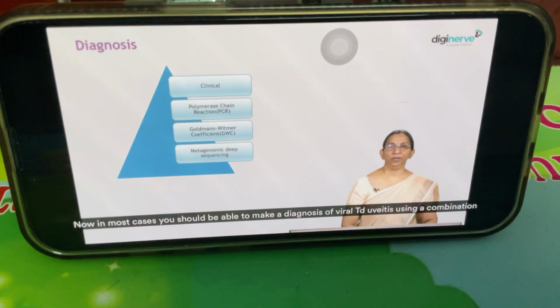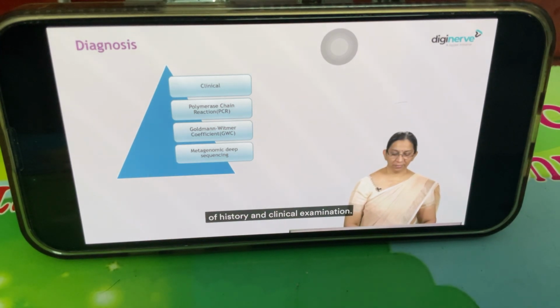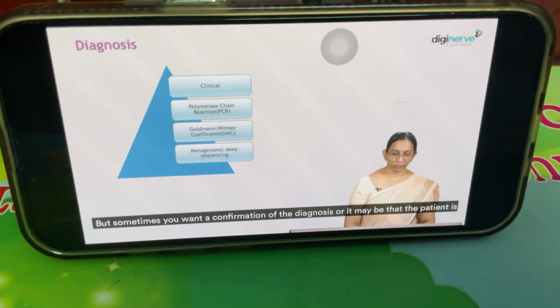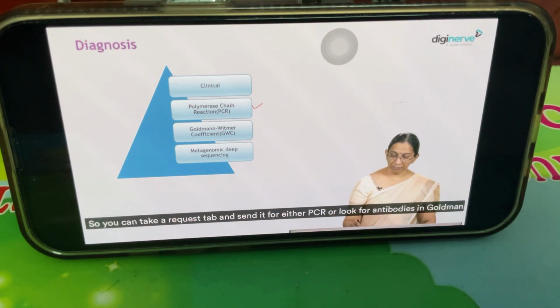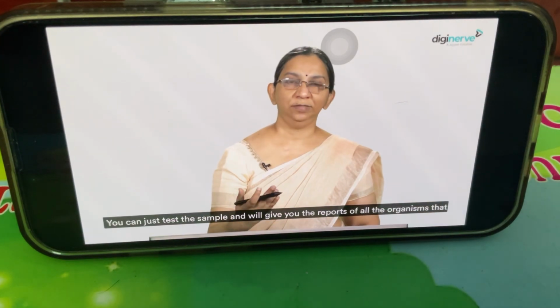Now, in most cases, you should be able to make a diagnosis of viral anterior uveitis using a combination of history and clinical examination. But sometimes you want a confirmation of the diagnosis, or it may be that the patient is not responding adequately to your first line of management, and you want to know which virus exactly is causing the problem. So you can take a tap and send it for either PCR or look for antibodies using the Goldmann-Witmer coefficient. There's a new technique called metagenomic deep sequencing, where you don't have to know which virus is involved. You can just test the sample and it will give you the reports of all the organisms that are possibly involved in that sample.